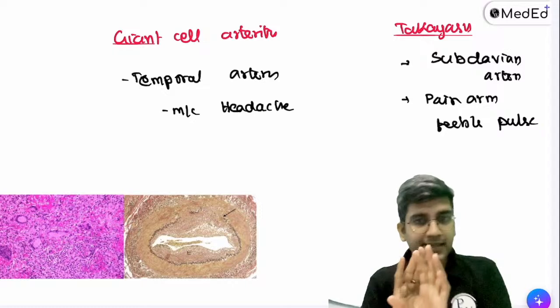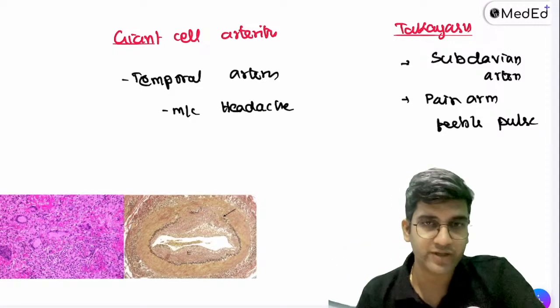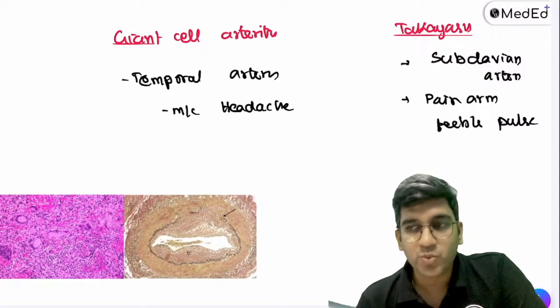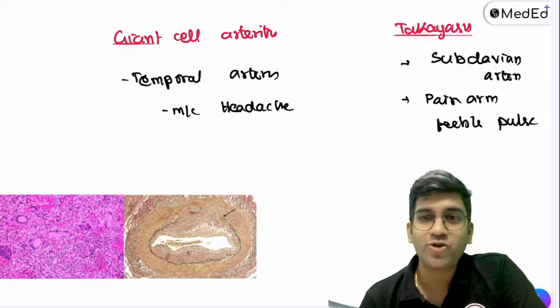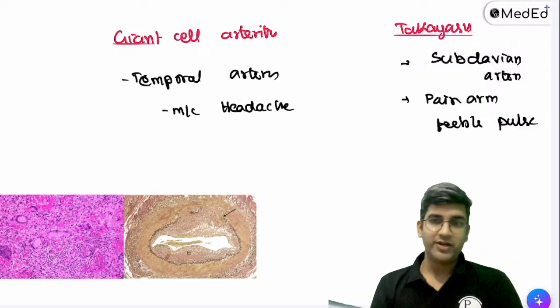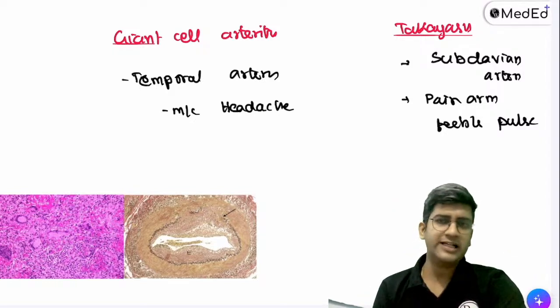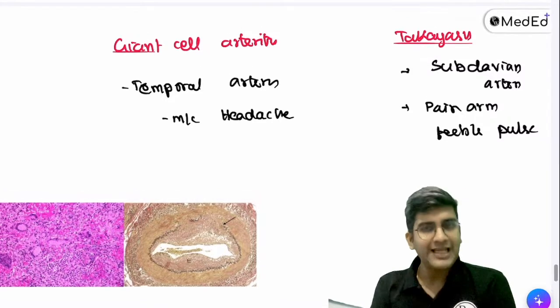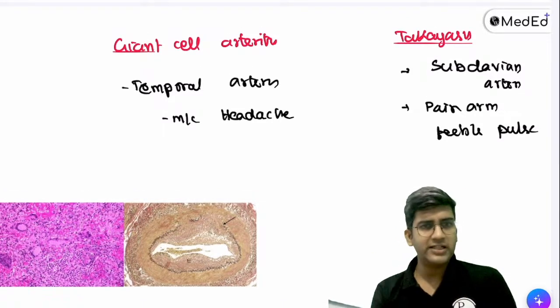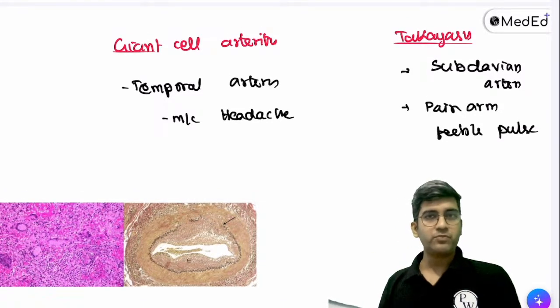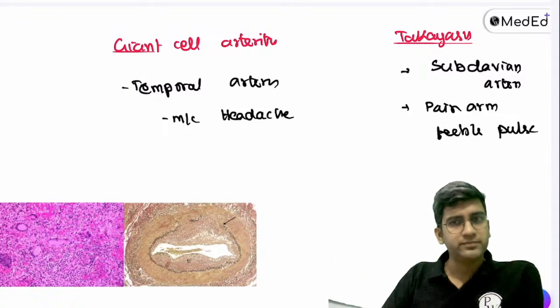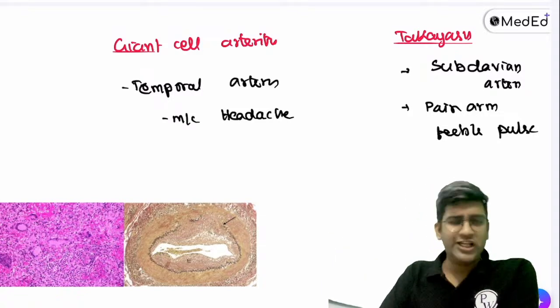This is how we read in your textbooks, right? Remember one thing, this is what my professor once said: diseases don't read textbooks, we read textbooks, right? This is how normally it will present. I am not denying that at all. Now, can I say both of them are large vessel vasculitis? Is that statement right? Both are absolutely large vessel.